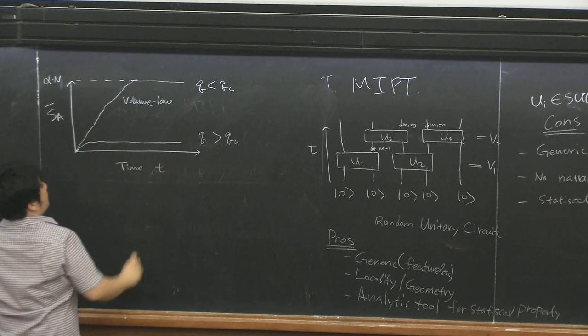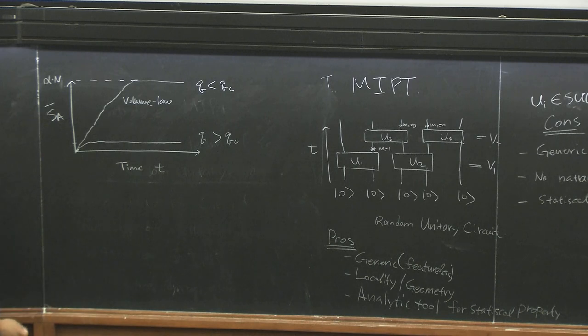And here, the entanglement develops a little bit, but stays small. This is an order one quantity, like some constant number. Why? Because every time step, there's some probability of applying this unitary, depending on even or odd time step. And if you happen to not apply any measurements, there will be some entanglement across this boundary, right?